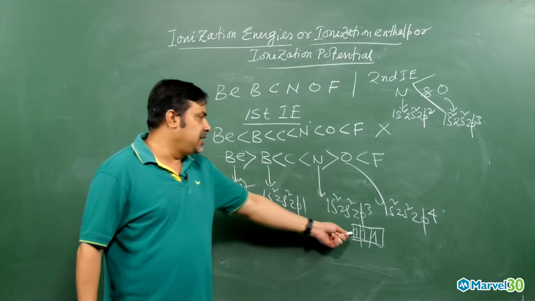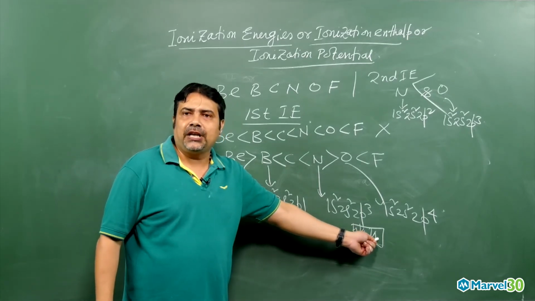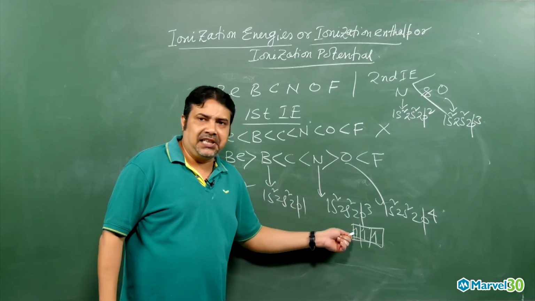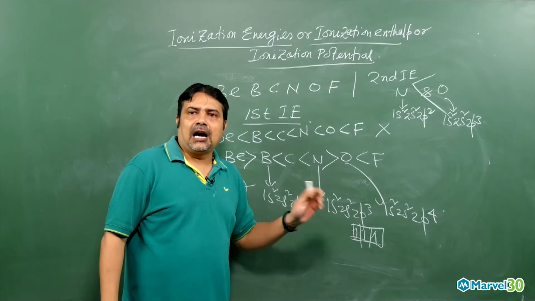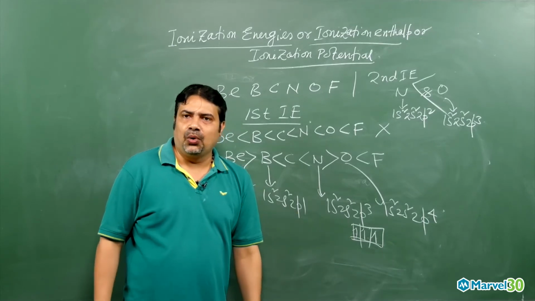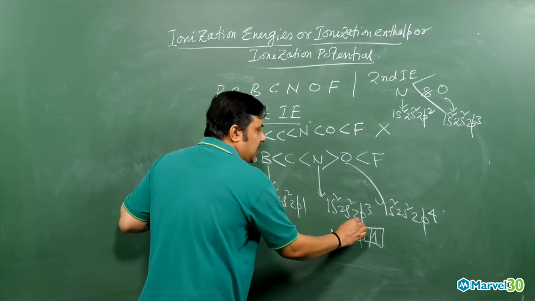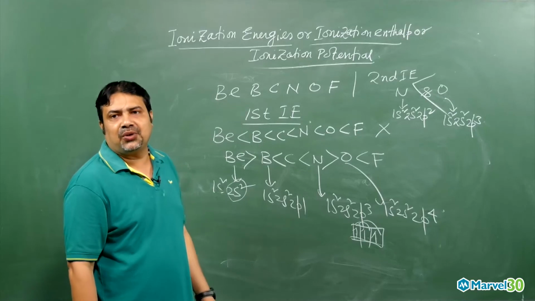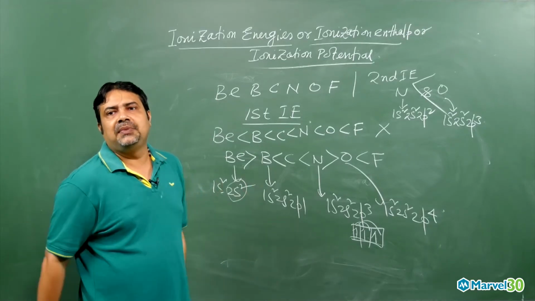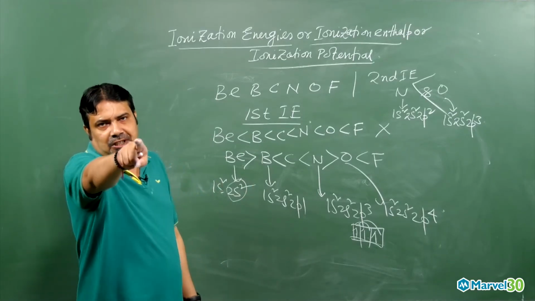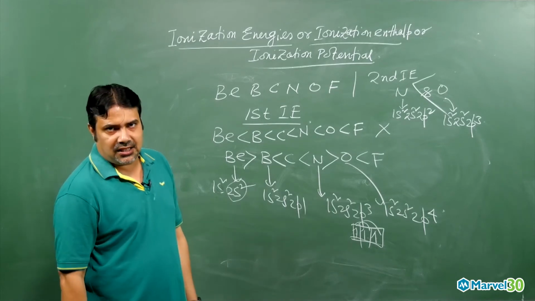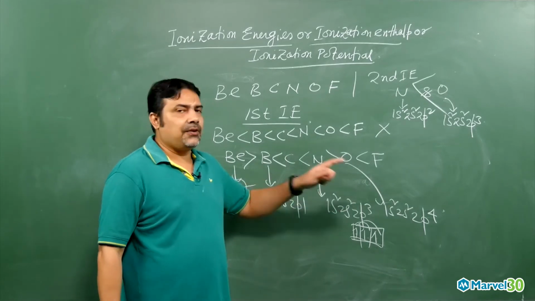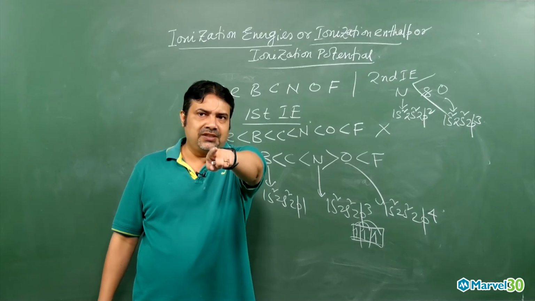Half-filled means the p orbital capacity is 6 electrons, but here there are 3. That means it is half-filled. Half-filled means exchange energy will be more. Electrons with the same parallel spin can exchange their positions. That phenomenon is like resonance. Because of exchange, the stability increases. That is why a half-filled configuration gets extra stability. That is why, in the case of first ionization energy, nitrogen is greater than oxygen.